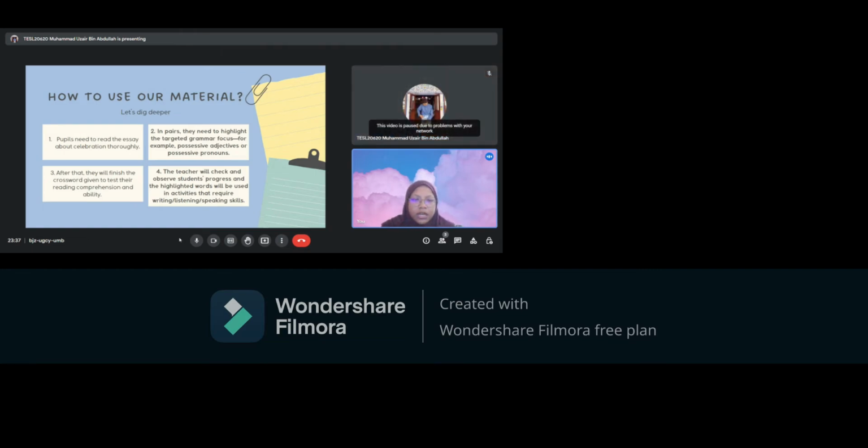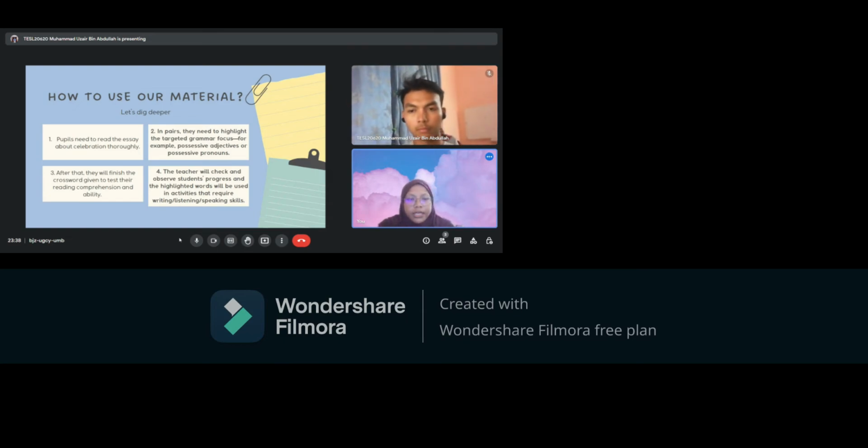For us, for example, possessive adjectives or possessive pronouns. So in the essay, we already included the possessive adjectives and the possessive pronouns, and pupils need to highlight them. In this context, pupils will be using higher order thinking skills, which is applying, where they need to apply the knowledge they have in the essay.